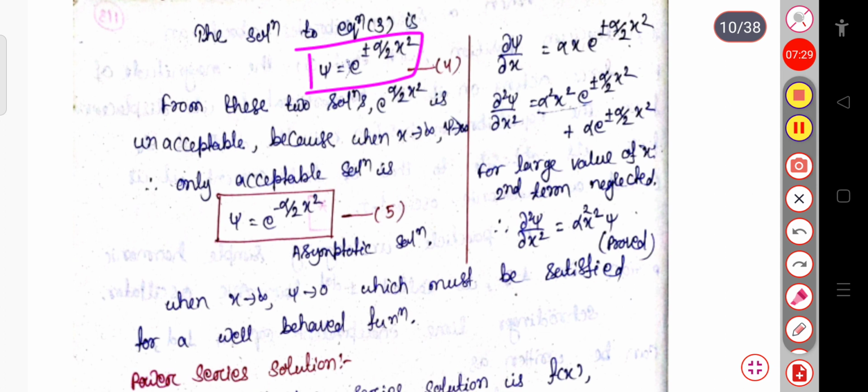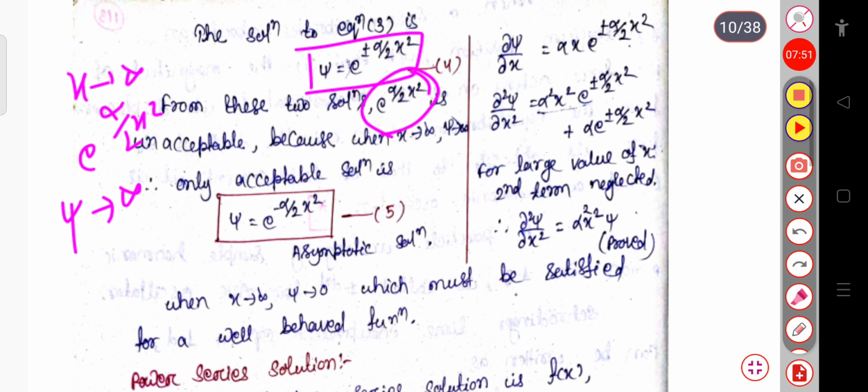There are two solutions, but here the positive one, exponential alpha by 2 x square, is unacceptable, because when x tends to infinity, this exponential alpha by 2 into x square term also goes to infinity, that is psi tends to infinity, which is impossible. We know psi should be finite in nature. That's why the only solution we consider is psi equal to exponential minus alpha by 2 x square, and this is called the asymptotic solution.